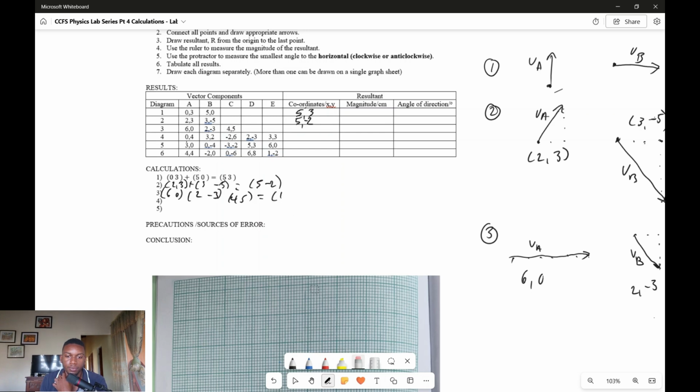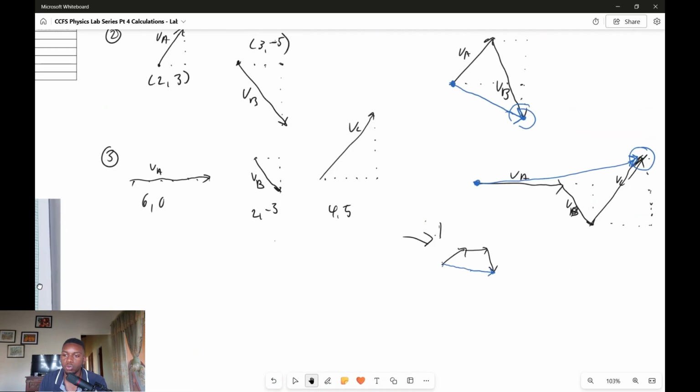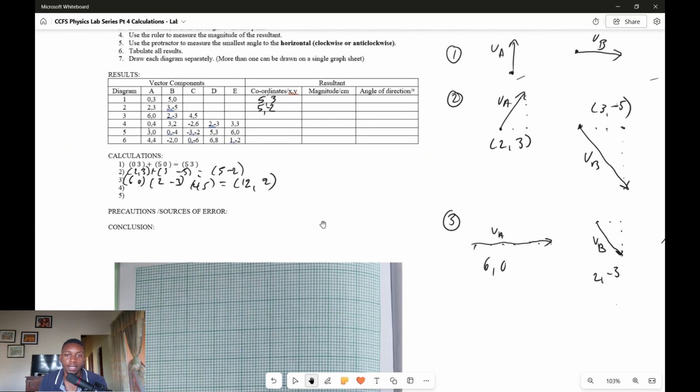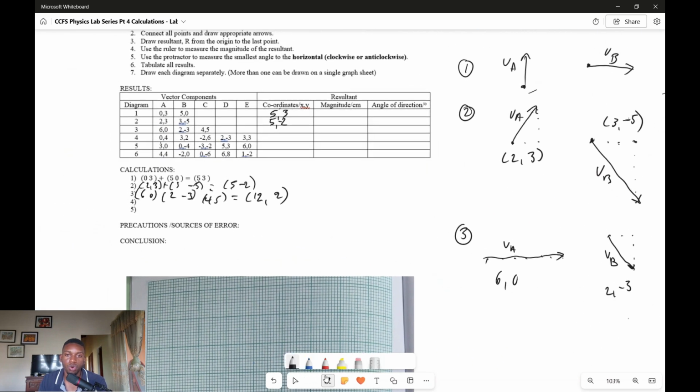So we have 12 horizontally. And then vertically, we got 6, 0, and -3 is -3. -3 plus 5 should be +2. So we got 12, 2. So we should see a vector that is 12 to the right. That looks like my 12 and looks like only 2 up. Bam. And that is how we find our coordinates.